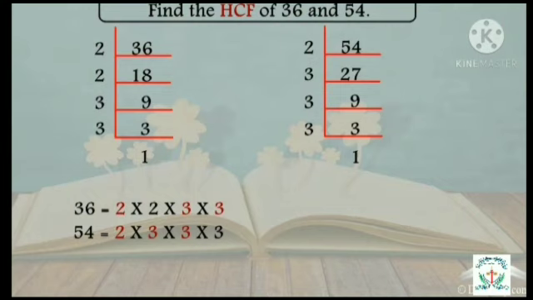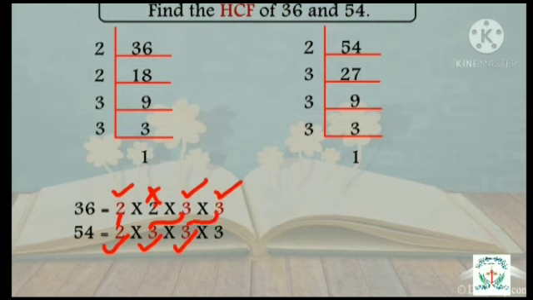What we get here is we have 2 here, similarly 2 here also. Next, we have one more 2 but not in 54, so we do not consider it. We have 3 in both 36 as well as 54. Thus, there must be a pair for every prime factor in 36 and 54. 2 and 2 pair together. 3 and 3 pair together. Again 3 and 3 pair together.